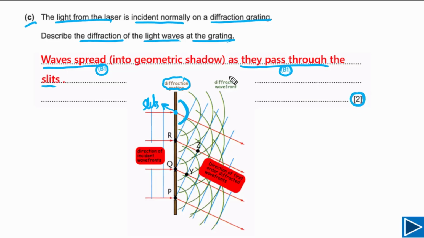Geometric shadow. Maybe some of you are a little curious about that. What is meant by geometric shadow? Geometric shadow means that if these waves don't spread, you will not see the light here. So there will be a shadow, meaning no light here. But in this case, when the light passes through the slit, it spreads out. So waves spread into geometric shadows. It means they will illuminate these regions, and these regions are the geometric shadows.